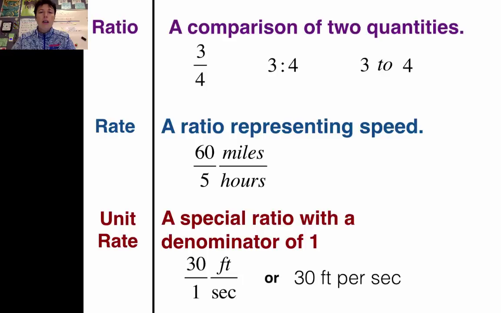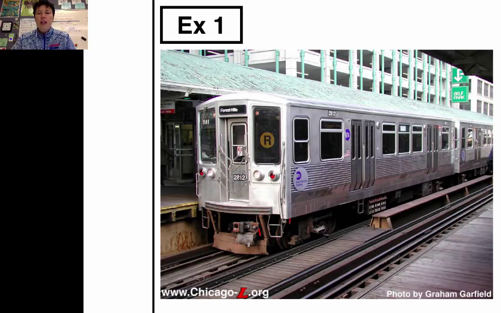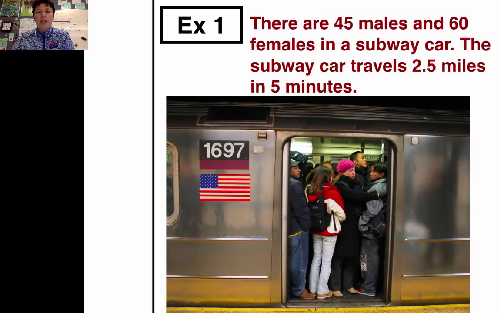All right, so let's get into an example. Have you ever been to Chicago before? This is how they get around in Chicago. This is called the L. Kind of similar to like in Seattle, we have the monorail or we have the light rail, but this is a good way to get around. So we're going to look at this subway car here.